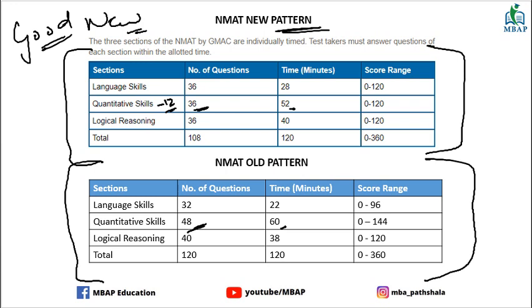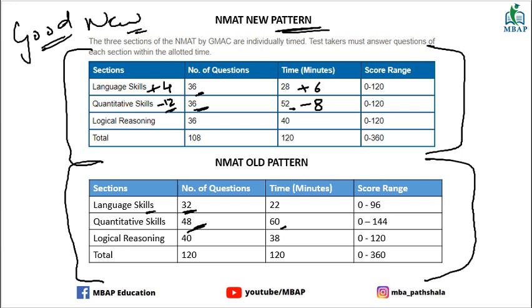However, where this change has had an impact is that questions have been added on the language skills side, which is verbal. Verbal was 32 questions, now it has become 36 questions, which is a total of plus 4. The time limit has also increased by 6 minutes. So over here it is minus 8 minutes, over here it is plus 6 minutes.